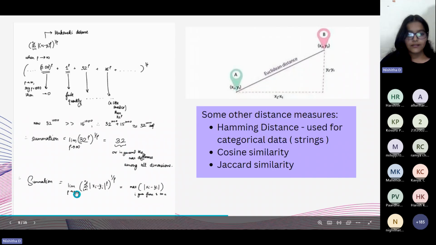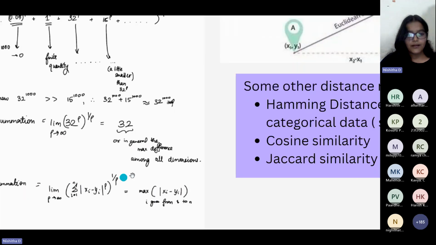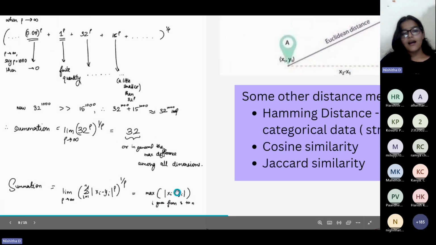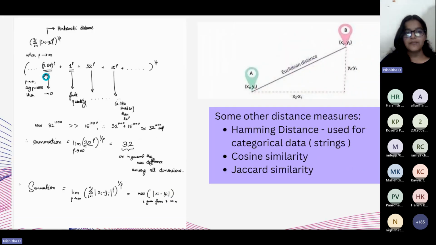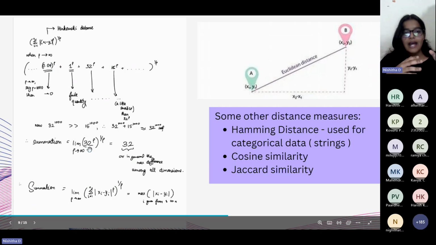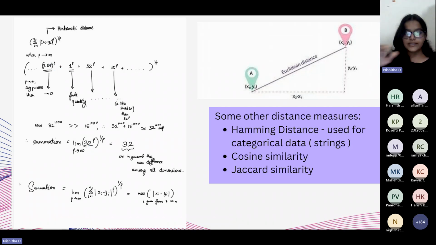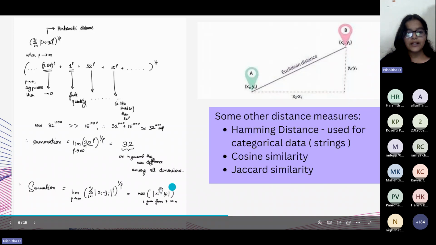I'll repeat this once more. Amongst all the dimensions you have absolute differences. If you have x, y, z coordinates, then along the x direction there's one absolute difference, along y another, obtained by subtracting the coordinates. So you have to compare all the absolute differences amongst all those dimensions, and the maximum one will come as the output when p tends to infinity, because that will dominate the remaining terms.